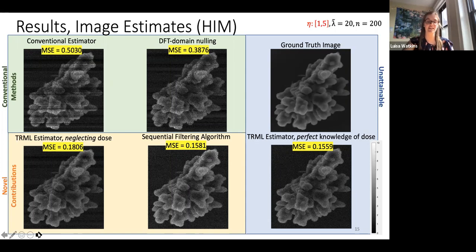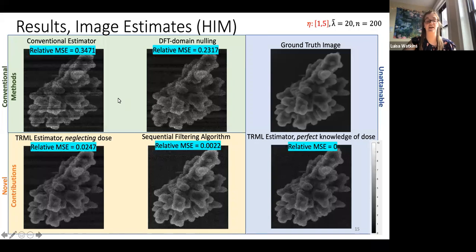And actually, to make it easier to understand, I also have some relative MSE. So if you replace these values, because they can be hard to subtract in our heads to see how close we're getting, if we're trying to get as close to here as possible, my goal was to get within 20%, and actually do much better than that. I'm able to get really close to what I can do with perfectly knowing the dose. So these are the results for the HIM for the images.